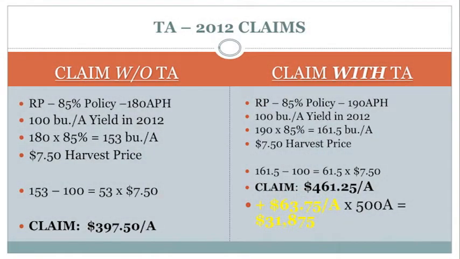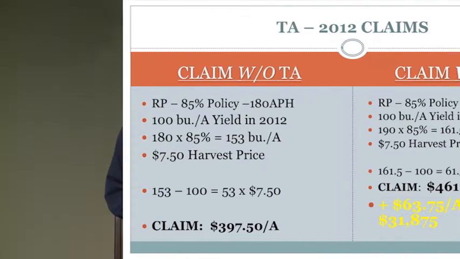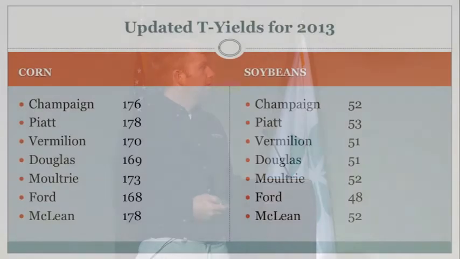Now, if you had trend adjustment, now we're using 190, so with the same yield in 12, 100 bushel, your new guarantee is 161 and a half, times 7.50, so now your loss is $461 an acre. So you're going to see $63, almost $64 an acre, over just say 500 acres, an additional $32,000. So it really made a big difference on the claims that were paid in 12.